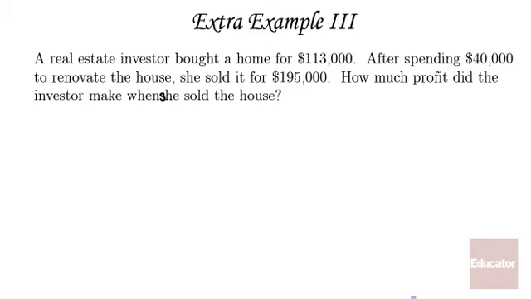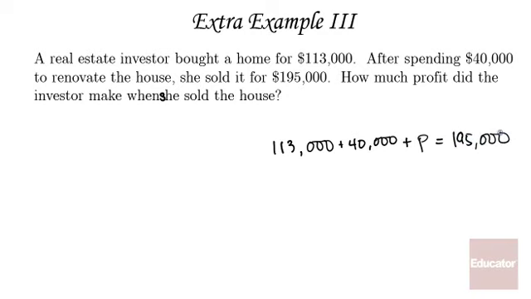So she originally bought the house for $113,000. After spending $40,000 to renovate the house, she sold it for $195,000. Okay, so then she spent another $40,000, and then she got to make a profit, her P, her profit, and that equaled the total price of $195,000.